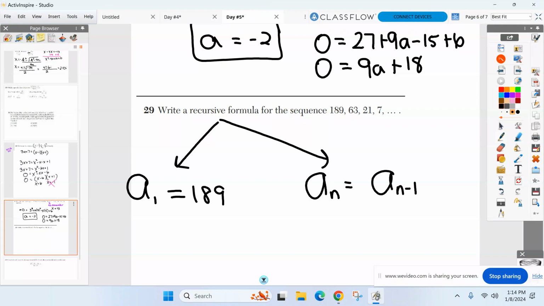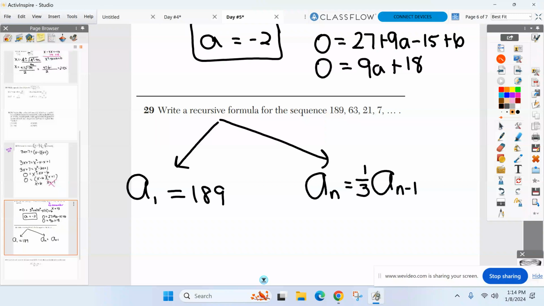So what do I do to 189 to get to 63? 63 to 21, 21 to 7. I am dividing the previous by 3. So a couple ways you could do that. If you want to say all that divided by 3, we'll certainly accept it. The other way is instead of dividing by 3, multiply by 1/3. You could show that way too. But either one is fine.